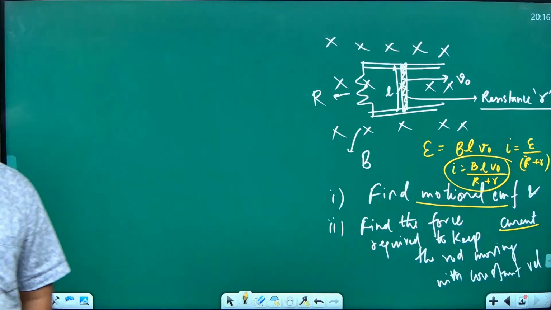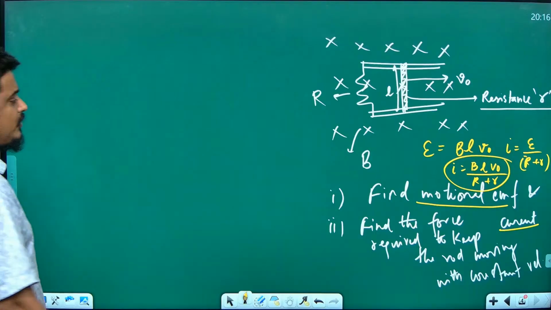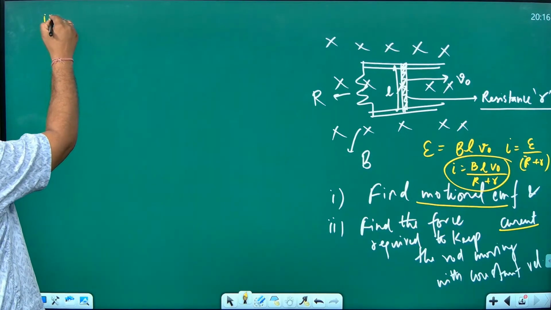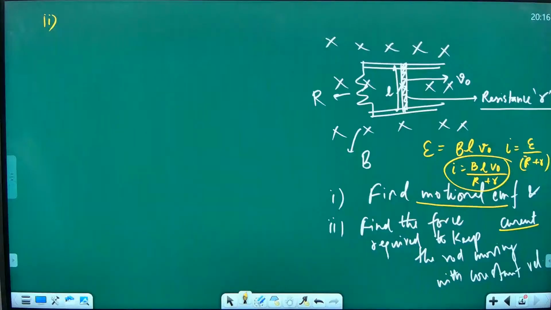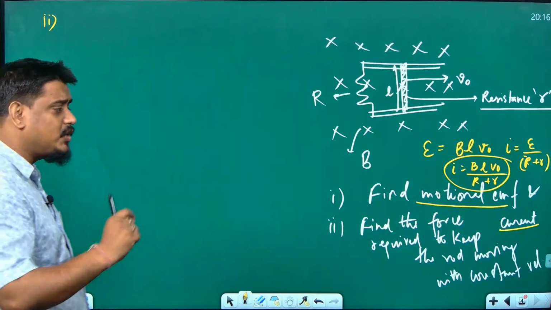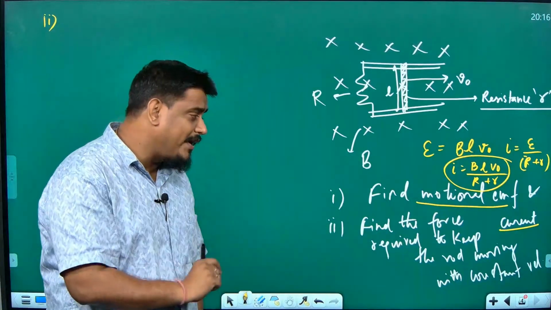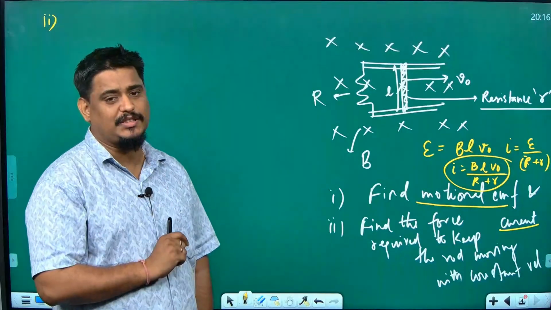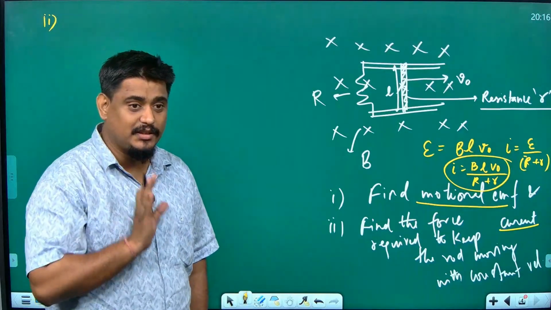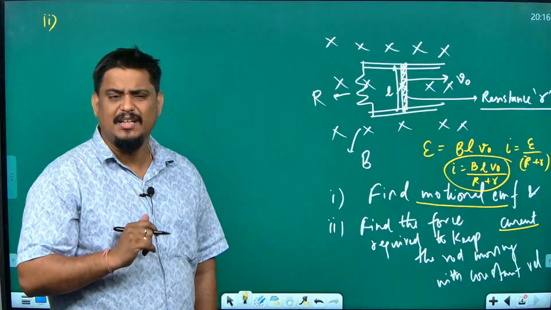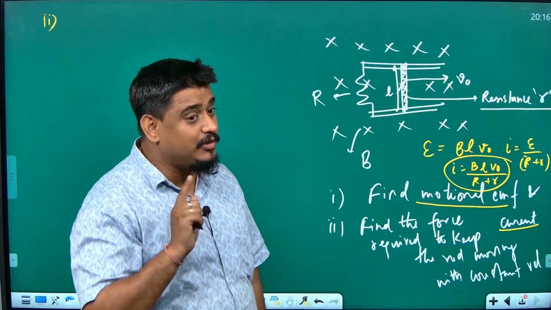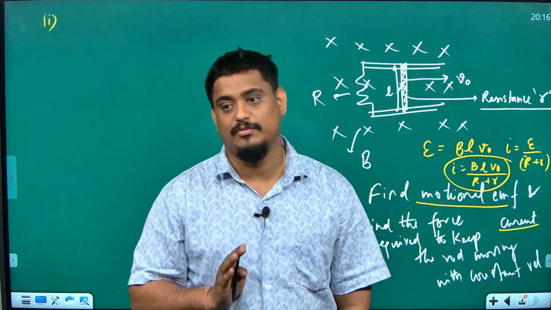Then comes the second part. Second question, the second part of this question is asking you, find the force required to keep the rod moving with constant velocity. Now please pay attention. Very conceptual thing this is. Answer you may get also, but the concept, is it clear? Let us check it now.